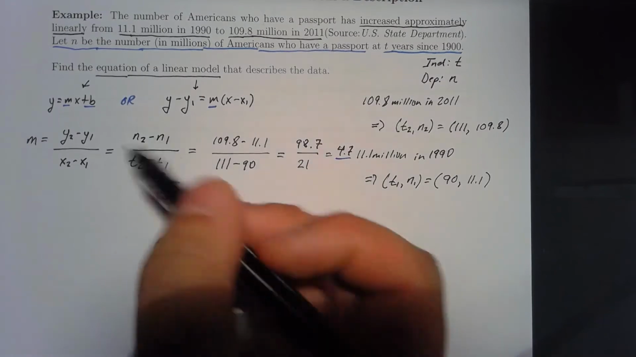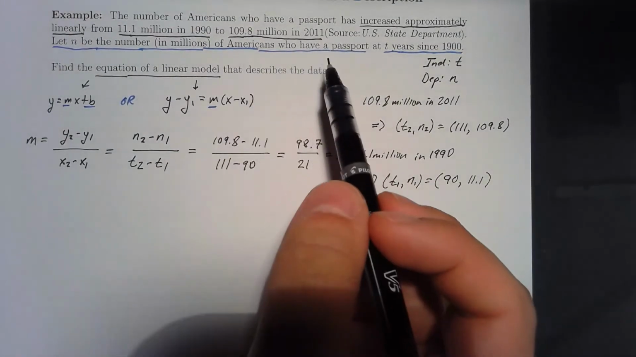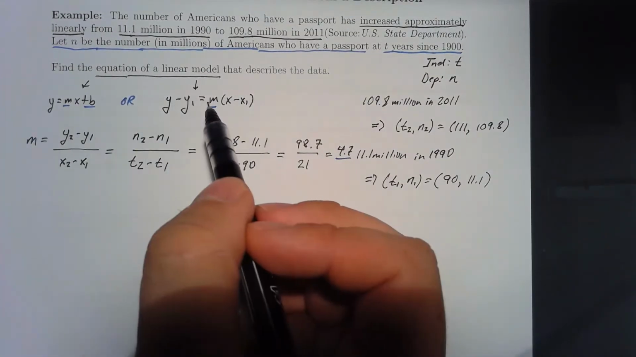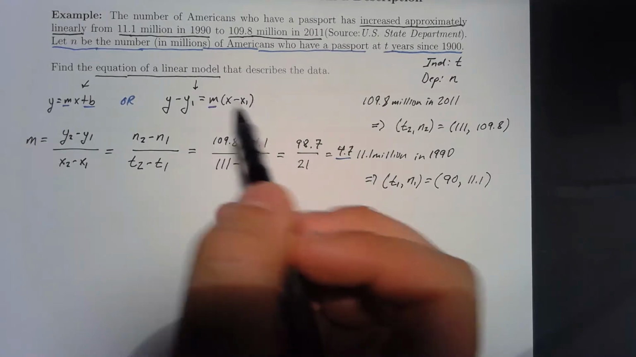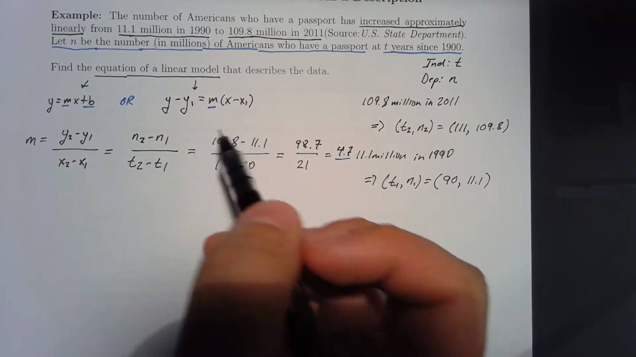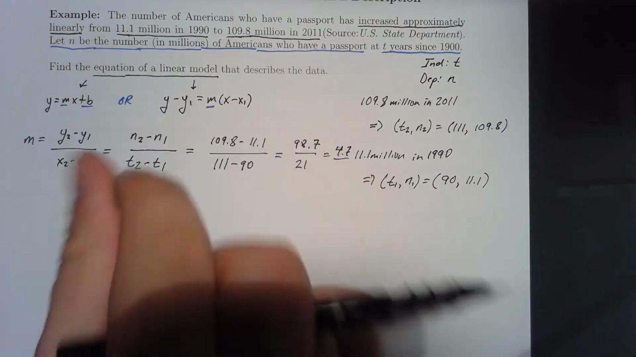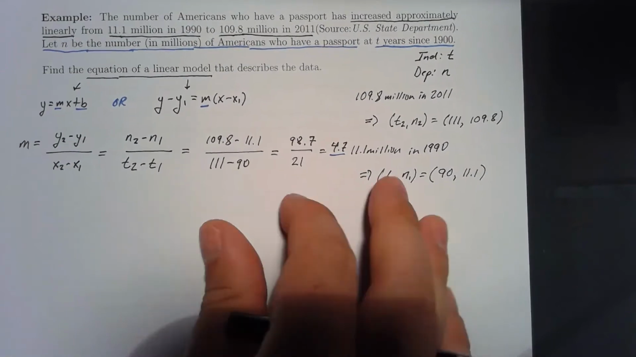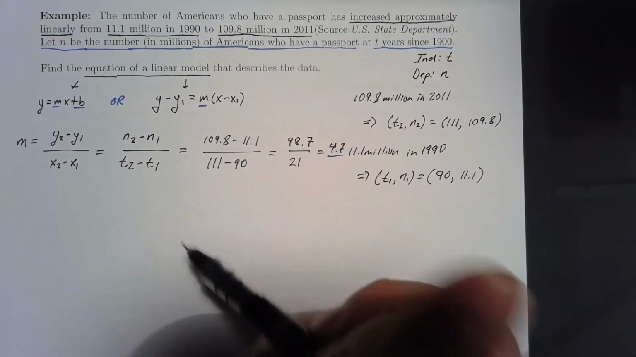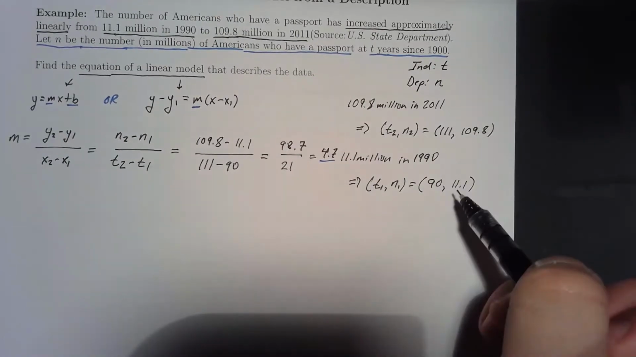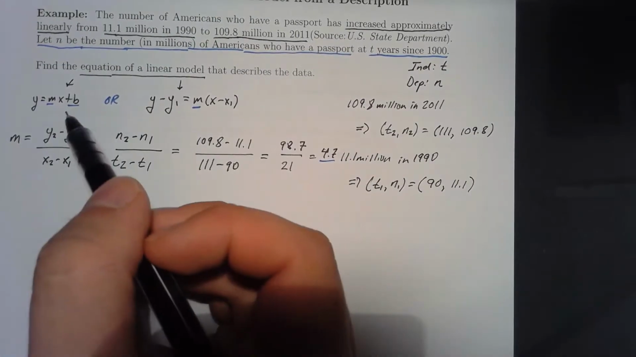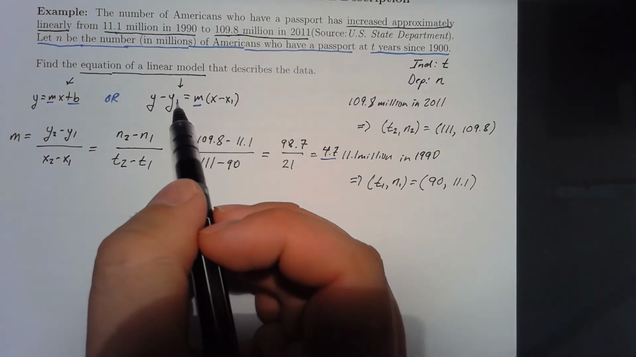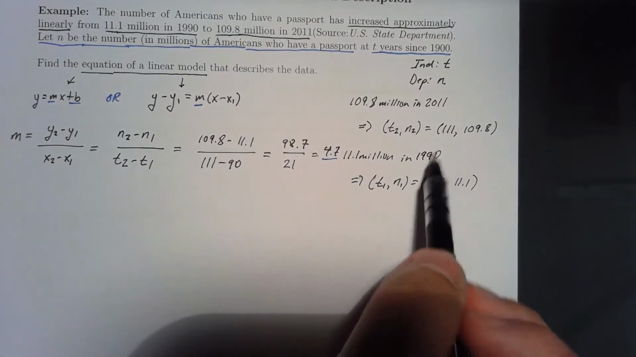Now, our goal here is to find an equation that describes this data. When I find an equation, like I said, I need a slope and a y-intercept, or I need a slope and an ordered pair. At the end of the day, either one will get your result, but it depends on what information we have. Based upon the information in this problem, I have a slope and two ordered pairs. So which one do you think I'm going to use? I'm going to use point-slope form, because I just need a slope and an ordered pair. I have two ordered pairs. I have more than I need.